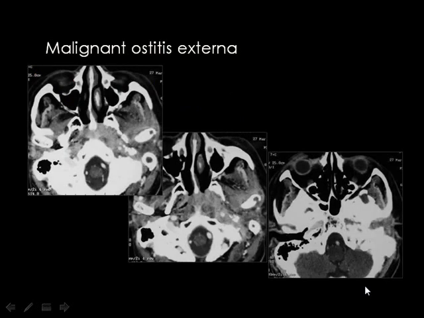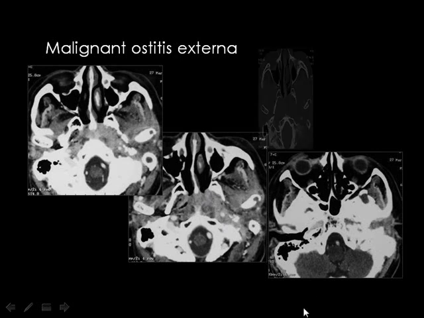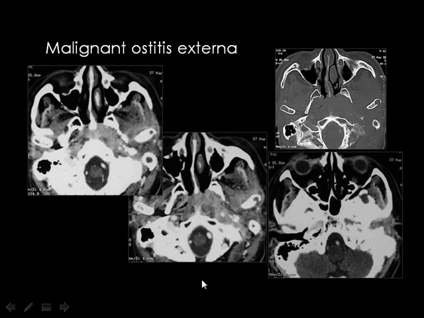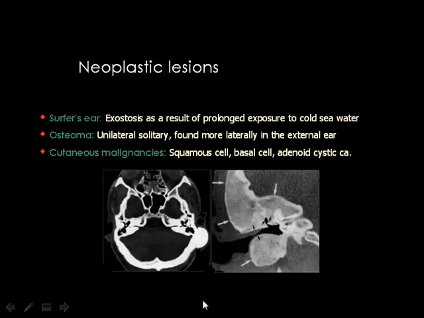Then what you can see in the CT is destruction of the external canal, which is totally obstructed by inflammatory granulation tissue, and the adjacent bones may be eroded, like the head of the mandible. The soft tissues are infiltrated by heterogeneously enhanced inflammatory granulation tissue. Then the diagnosis is easy if you know actually the history and the patient condition.